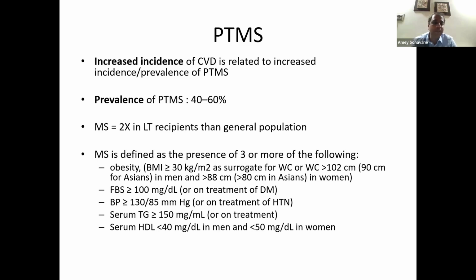And we all know that metabolic syndrome is defined by the presence of 3 or more factors: obesity, for which we look at the BMI or waist circumference, fasting blood sugar being more than 100, blood pressure being more than 130 by 85, triglyceride levels being more than 150, or an HDL level less than 40 in males and less than 50 in women.